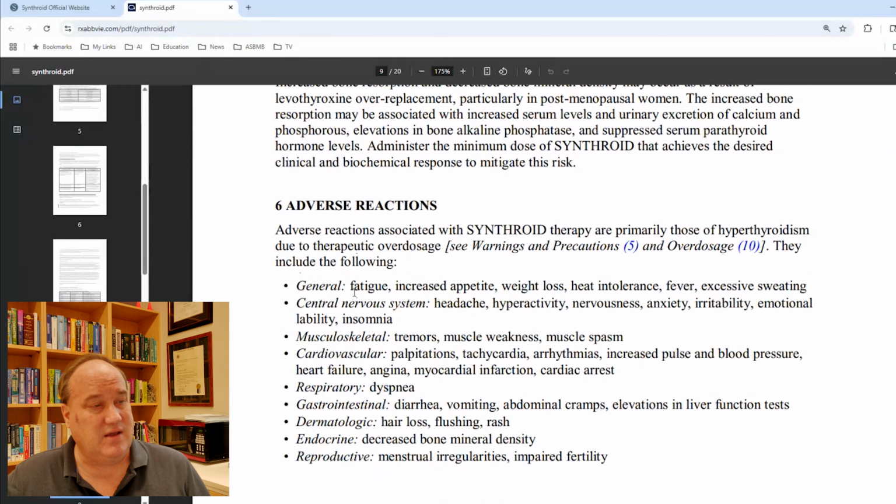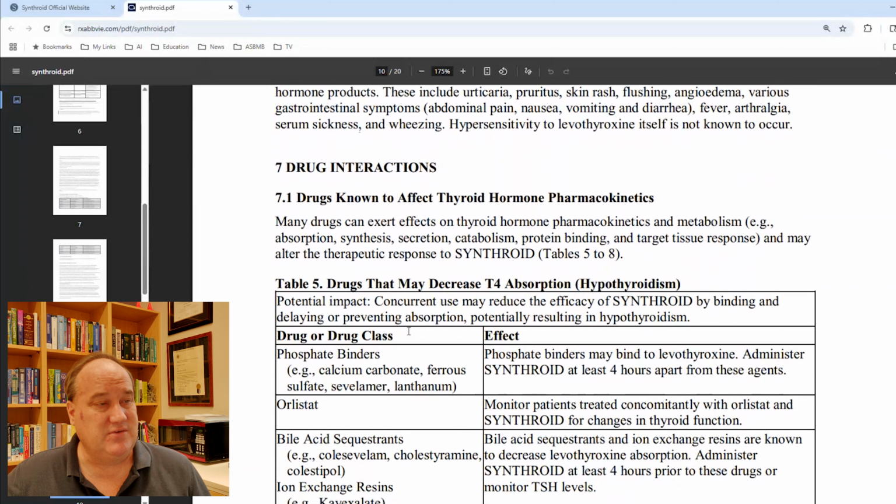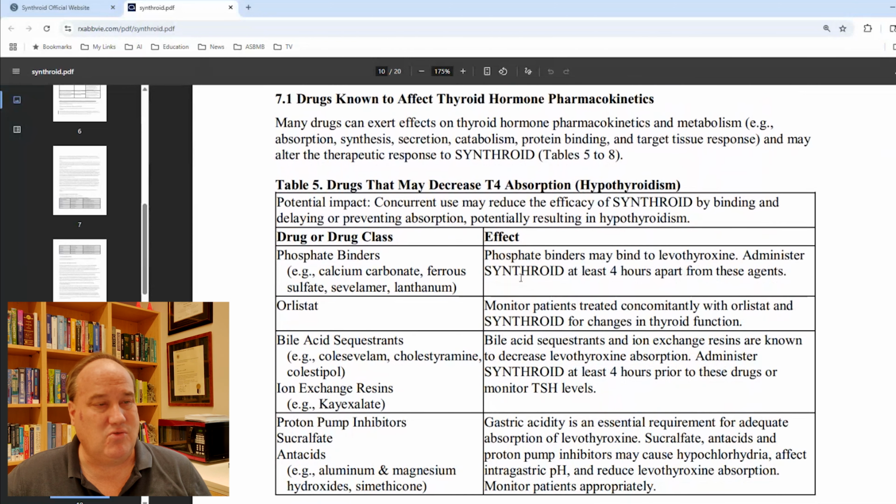And then the adverse reactions, this tells you more specific details of specific systems that are involved in each of these side effects down here as well. So that's important. Then when we get to drug interactions, we didn't really have too many drug interactions listed before, so now they're here. And so, 7.1, many drugs can exert effects on thyroid hormone pharmacokinetics and metabolism and may alter the therapeutic response to Synthroid.